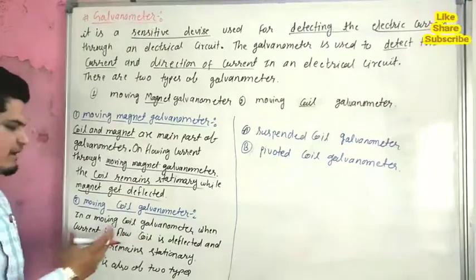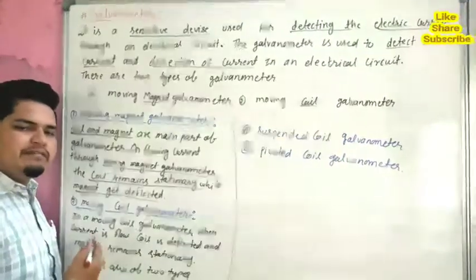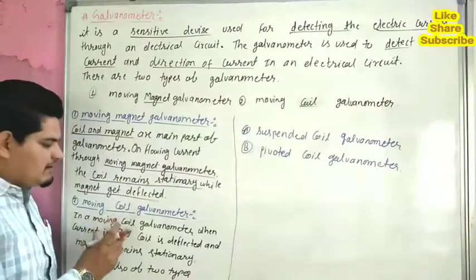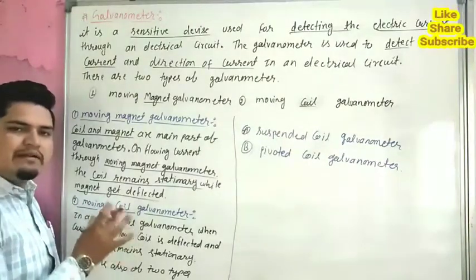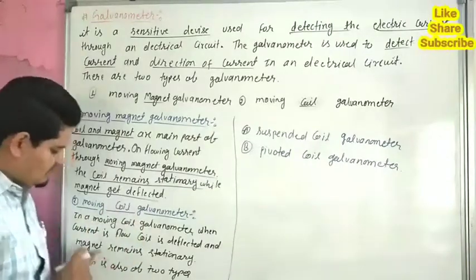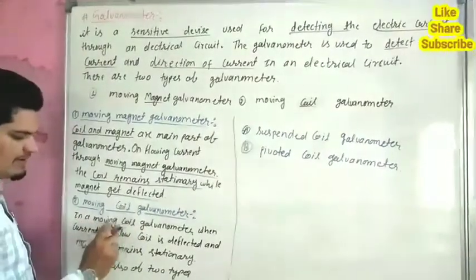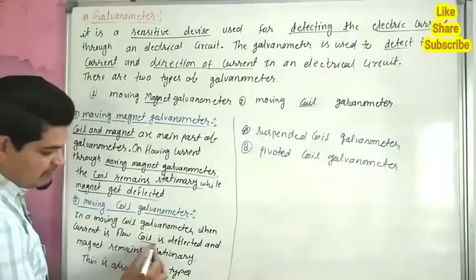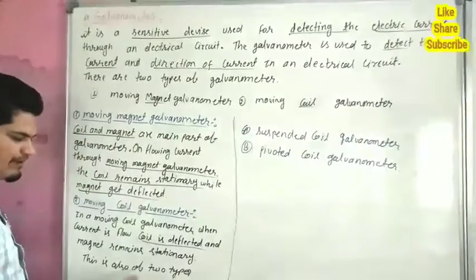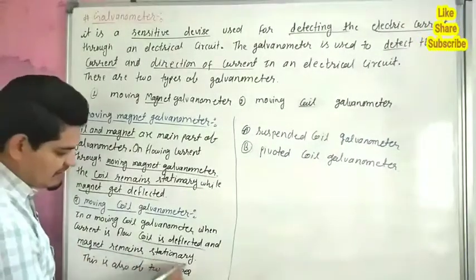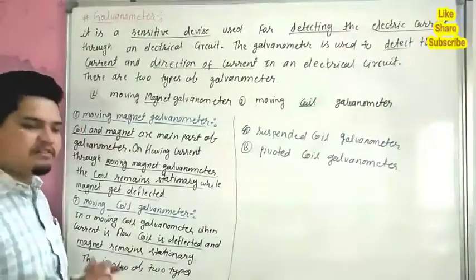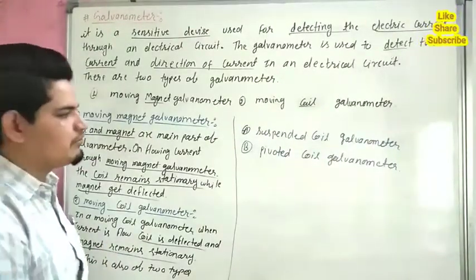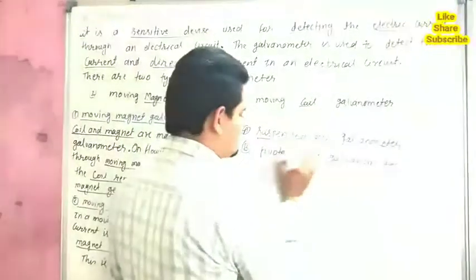Second is the moving coil galvanometer. When current is flowing through a moving coil galvanometer, the coil moves and the magnet remains stationary. The coil is deflected while the magnet remains stationary. This is also of two types, suspended coil and pivoted coil.